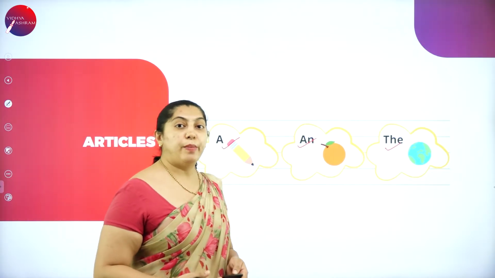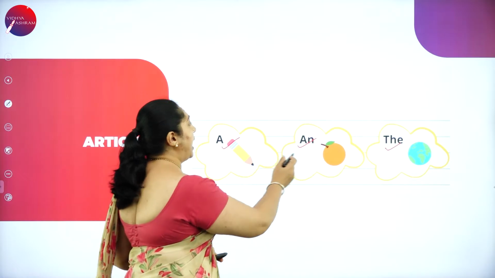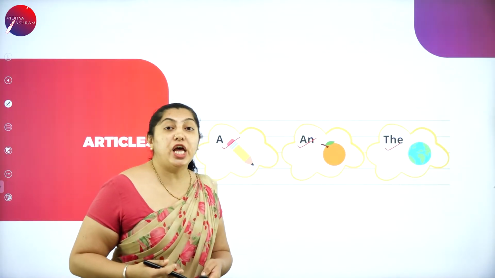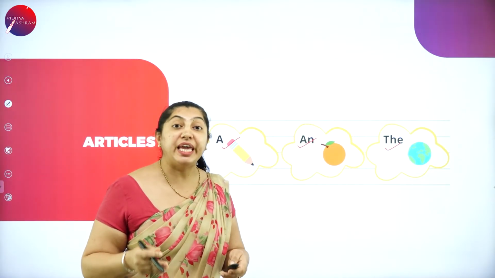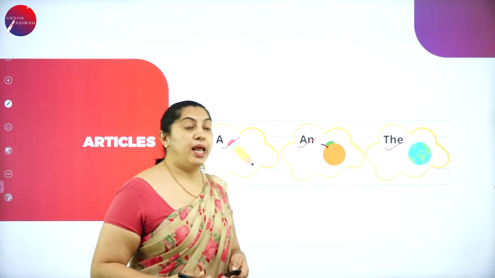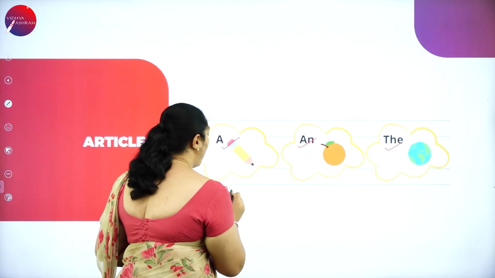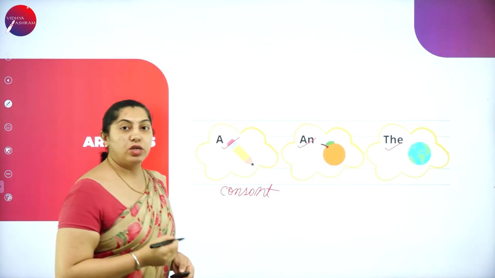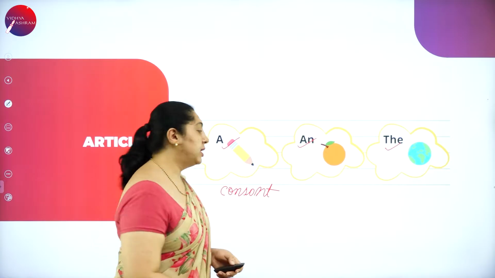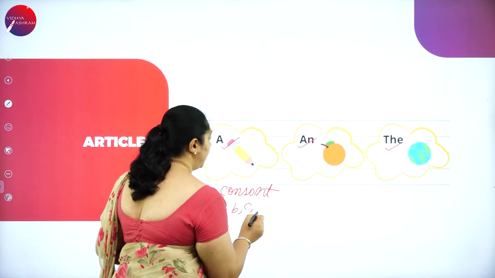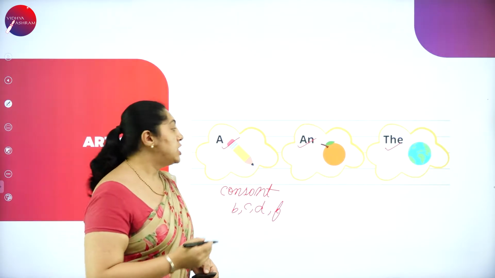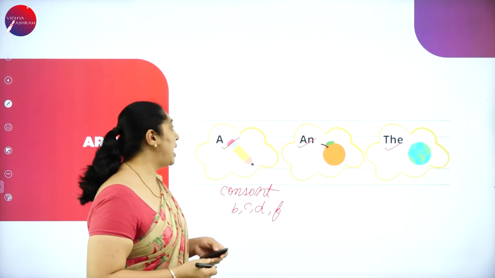So when I talk about the indefinite articles, a and an, when are they used? A and an are used before a singular noun where we are not specifying anything. At that time you use the article a or an. A is also used before a consonant letter. Which are the consonant letters? It is like B, C, D, F, all these are consonant letters. So before the consonant letters, we use the article a.